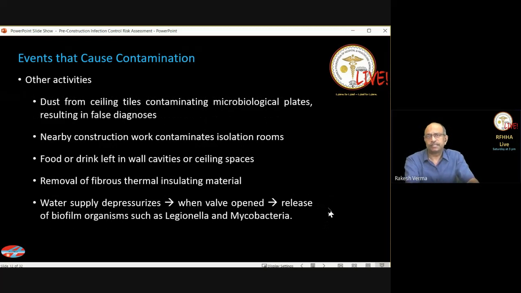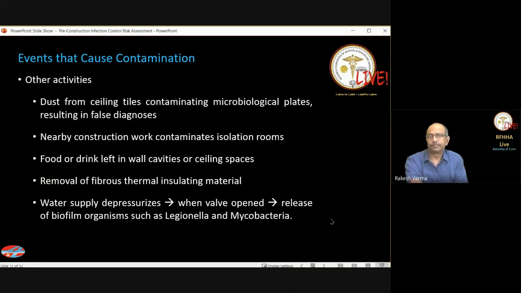Further into the list, we have dust from ceiling tiles contaminating the microbiological plates, resulting in having the adverse effect on the culture and therefore the diagnosis. Nearby construction sites, the construction work contaminating the isolation rooms if we do not have a proper isolation. Food particles in the wall cavities. Very often in the kitchen you have this issue, and this needs to be addressed.